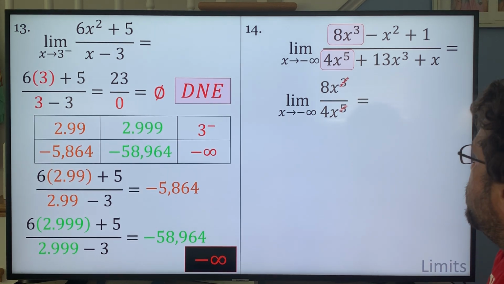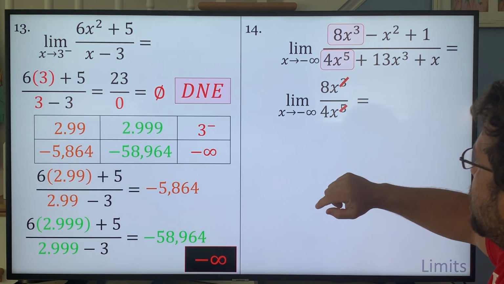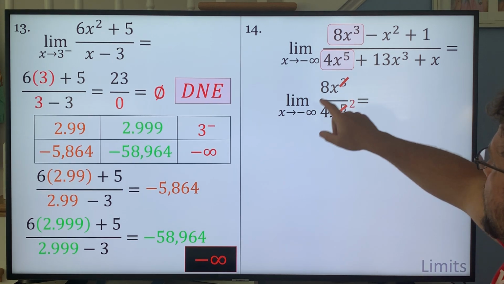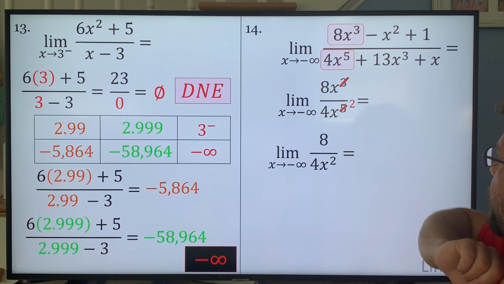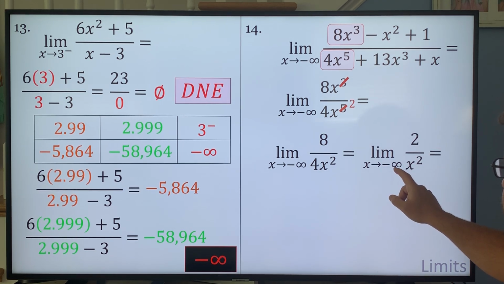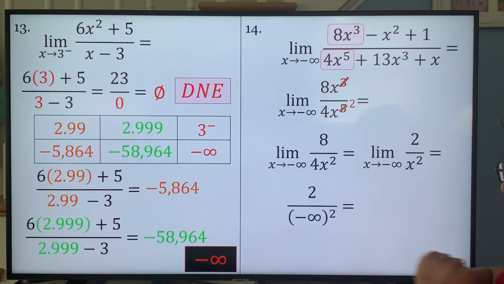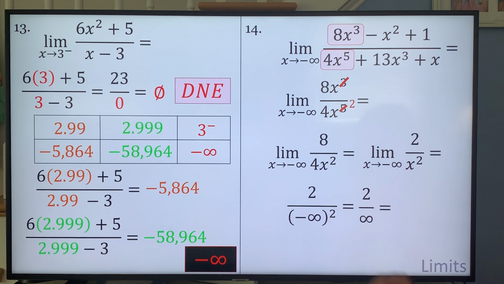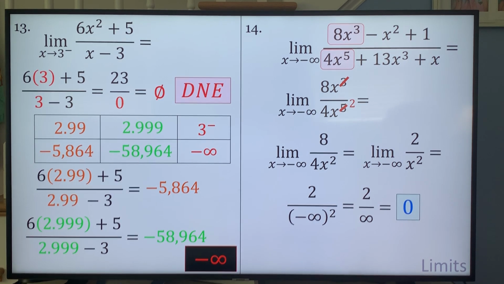Reduce. That becomes a 2. Whoops, sorry. Those 3 all go away. 2 of them go away. You're left with 2, right? So you're left with 8 over 4x squared, 2 over x squared. Now, since x approaches -infinity, that is squared. -infinity squared is +infinity. Doesn't really matter, though, because any number divided by infinity, positive or negative, is always 0. All right?